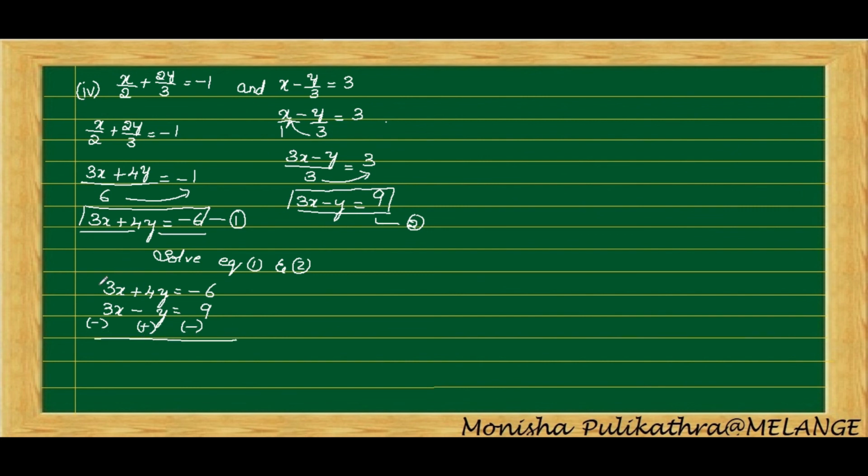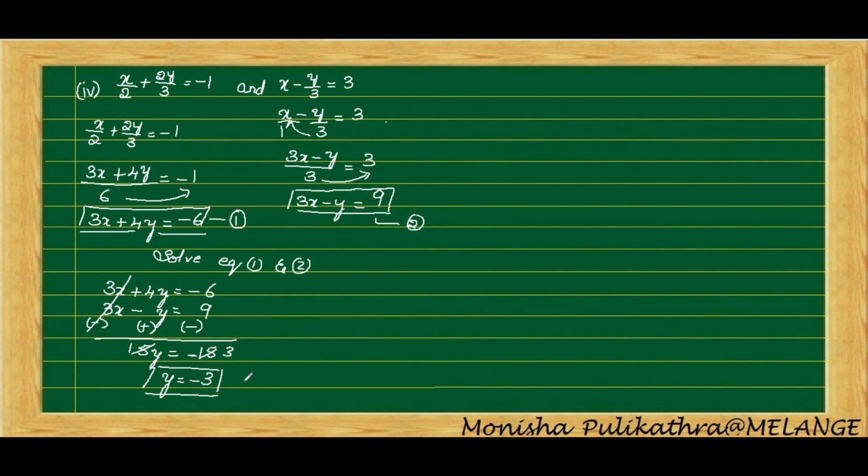So here plus 3x and minus 3x cancel each other. Like signs mean we need to add. 4y plus 1y is 5y is equal to minus into minus, like signs mean we need to add, 9 plus 6 is 15. The larger number's sign is minus here. So 5 1s are 5, 5 3s are 15. So y is equal to minus 3.